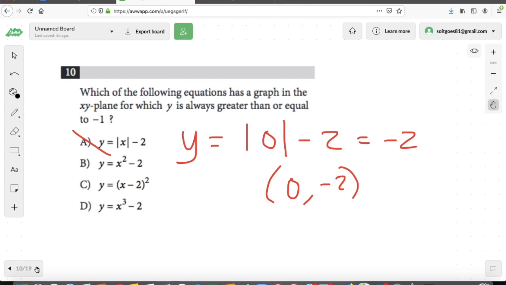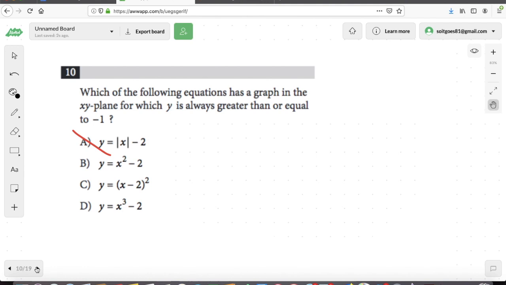Okay, great. Let's test answer choice B. Is there an x value we can plug in there that's going to make the y value less than -1? Do 0 again. Y equals 0 squared minus 2. What's 0 squared? 0 times 0 is 0, right? Minus 2 is what? -2. So we can eliminate answer choice B because the y value is less than -1 for answer choice B. Does that make sense? Yes.